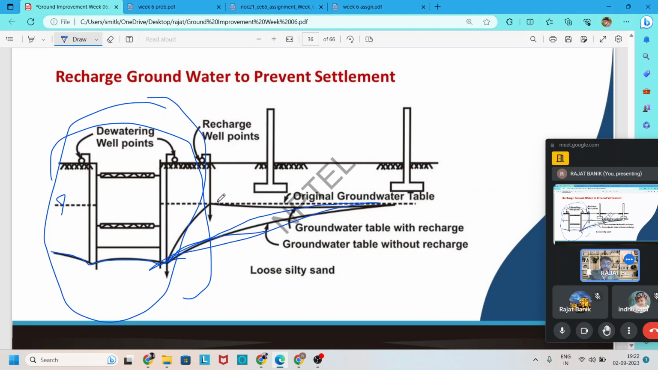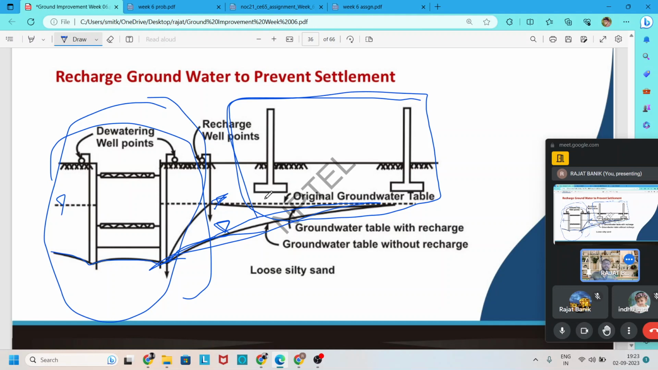That means the original water table is here, and it will also reduce at that depth. Due to this reduction of the water table, the effective stress suddenly increases. Due to this increase of effective stress, the soil is compacted and settlement occurs. If settlement occurs and any structure is present nearby, there may be collapse of the structure due to the sudden settlement.